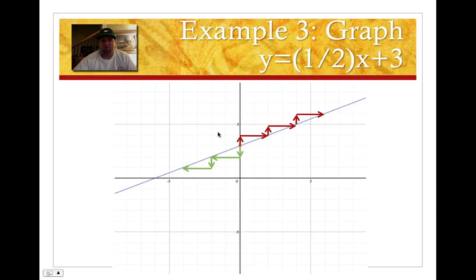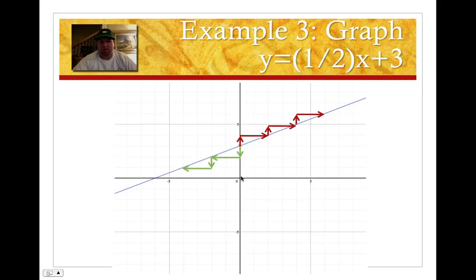Alright, so here's our graph. I created this graph off of Desmos, the calculator that I showed you in the previous video, and I exported it and put it right in my PowerPoint here. The blue line is the linear equation. It should match what you have from example 1, but here are the steps.